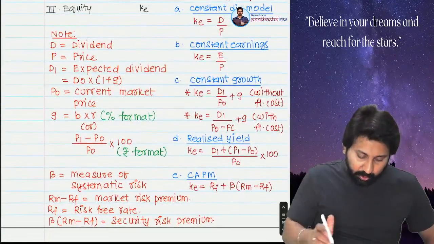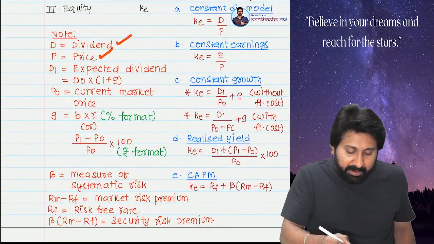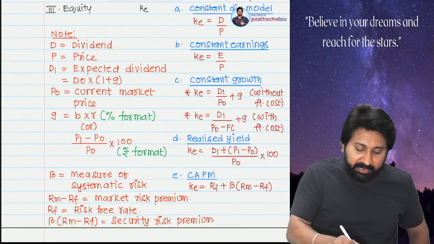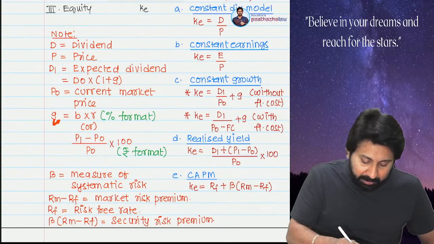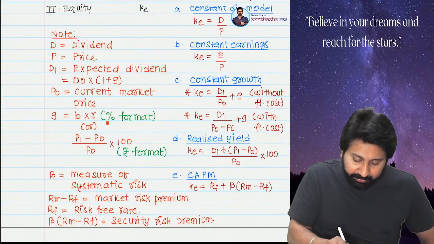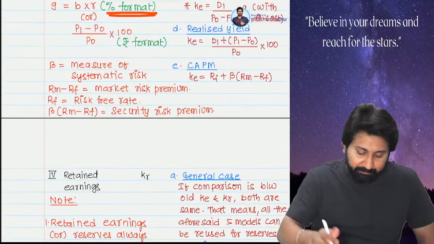Next. D means dividend, P means price, D1 means expected dividend, which can also be written as D0 into (1 plus G). P naught is the current market price, G equals B into R, and this is in a percentage format.